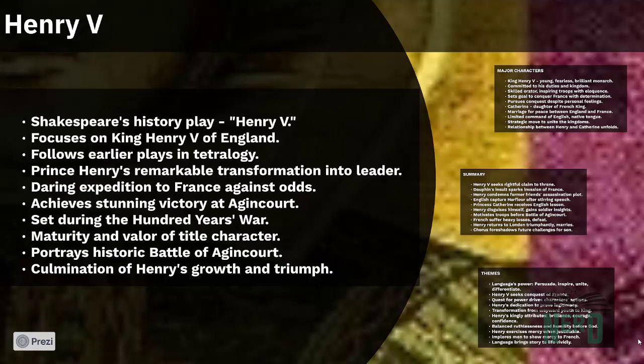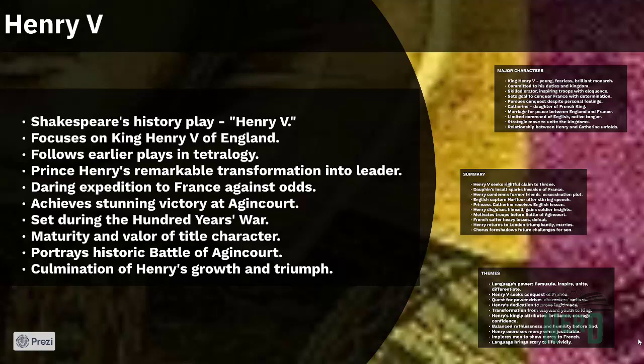It centers around the life of King Henry V of England, focusing on the events leading up to and following the Battle of Agincourt in 1415 during the Hundred Years' War. As the final part of a tetralogy, the play follows Richard II, Henry IV Part 1, and Henry IV Part 2. Audiences already acquainted with the title character from the previous play, Henry IV, witness a remarkable transformation.